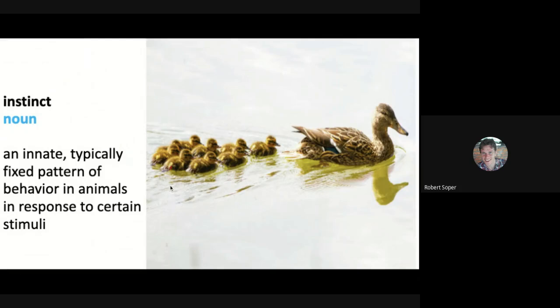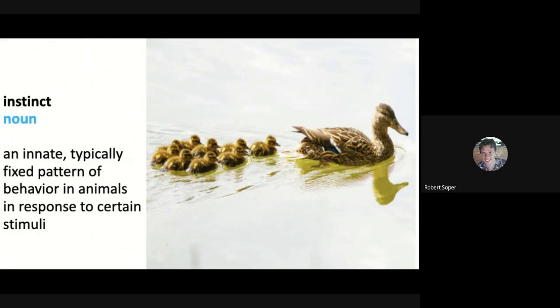Fortunately, all of these ducks are following their correct mother, so they are displaying an instinct. They don't need to learn this. They are born with that behavior. They automatically do it. There's no choice for them. You can't have this duck going over here. It doesn't have that ability. It's not able to not follow its mother.